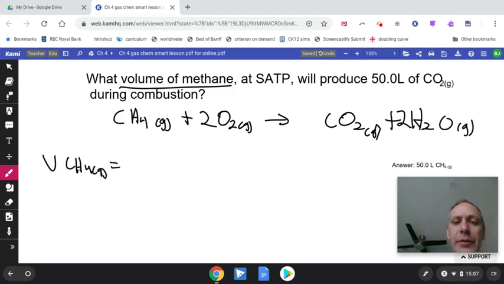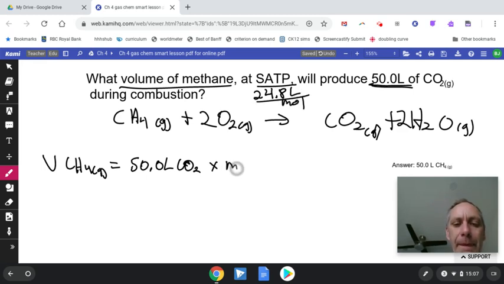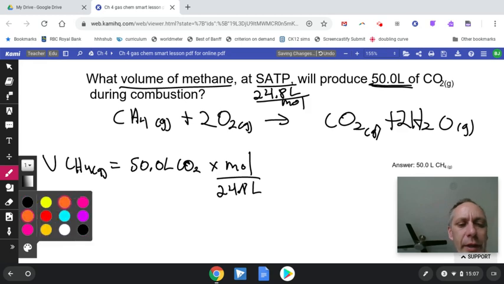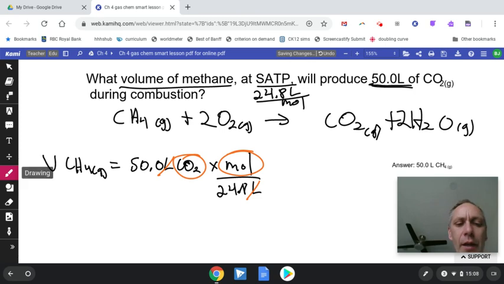Okay, it's a Stoich problem. Start with what we have, our amount of chemical. There's our volume of CO2, 50 liters of CO2, and we can turn that into moles because it's at SATP, 24.8 liters per mole. So that's how we can turn liters into moles. Flip it. Moles over 24.8 liters. Okay, liters cancels out, and we get moles of CO2. Good.